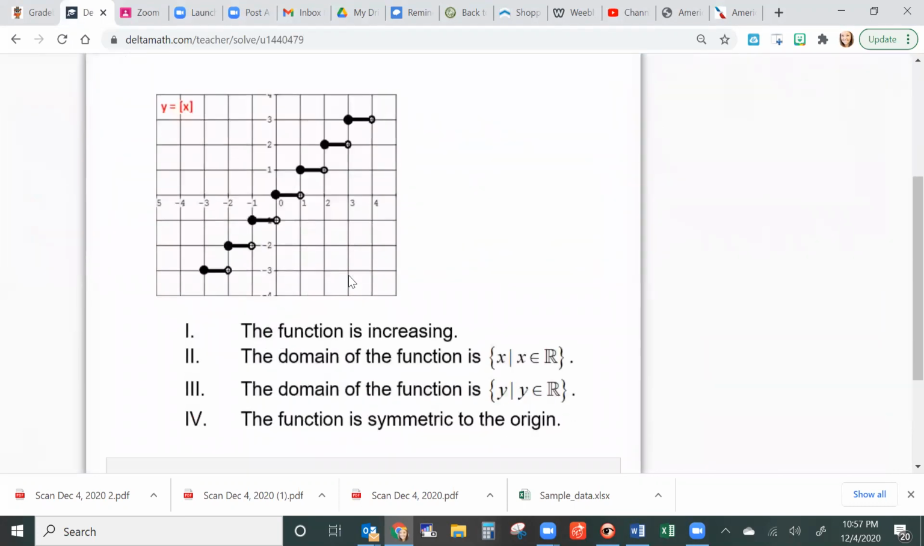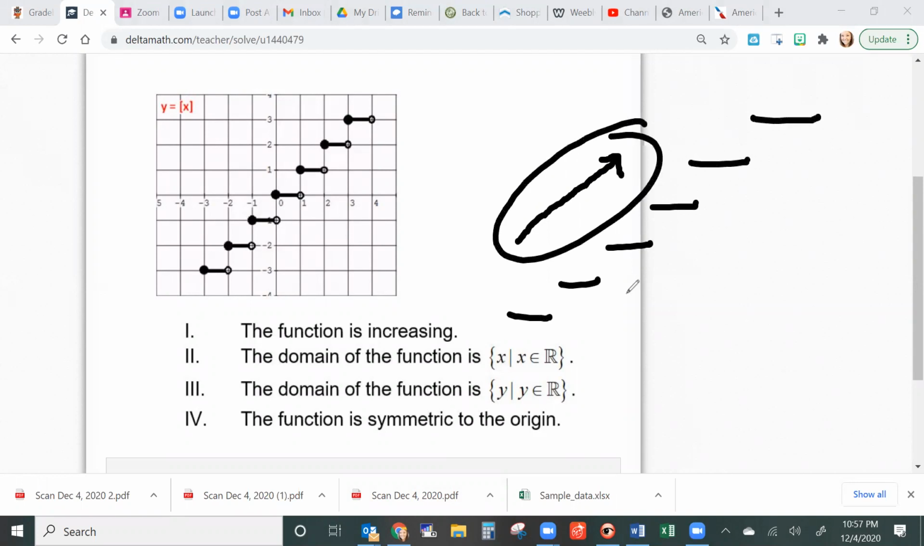So the first one is that the function is increasing. This answer choice is pretty bad news, and the reason why is because it kind of does look like it's increasing. But increasing means that it has a positive slope, that it's pointed like this. Although it is composed of many line segments that are eventually going like that, that is not the same as actually increasing. This is wrong. Don't pick that.